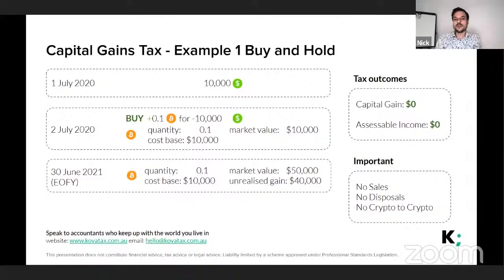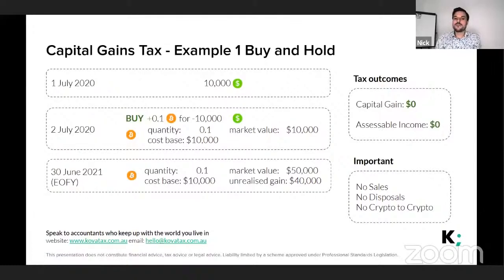So you can't sell, okay? You have to hold it. But you also can't have any other types of disposals. So you can't do that gifting. You can't send it to someone else, for example. And the most common example is you can't have a crypto to crypto transaction.